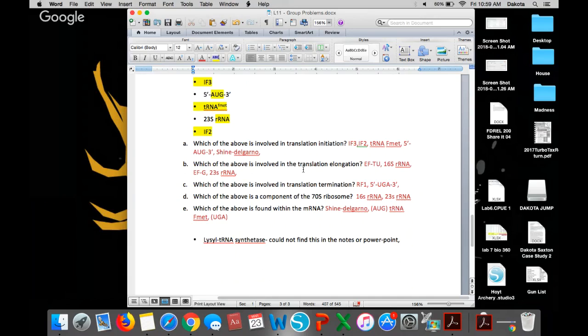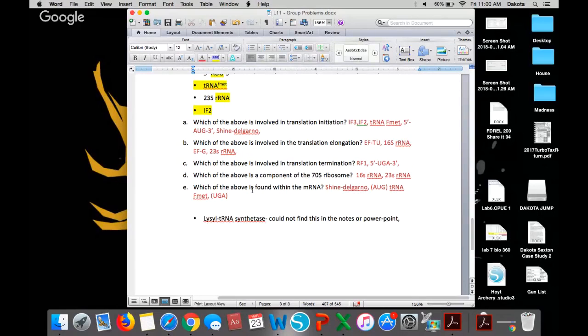Which of the above is involved in translation termination? The release factor 1, and then the 5' UGA is a stop codon. Which of the above is a component of the 70S ribosome? That's the 16S and the 23S. Those are both part of the 70S. Which of the above is found in the mRNA? The Shine-Dalgarno, AUG is a start codon, tRNA fMet, and the UGA is the stop codon.